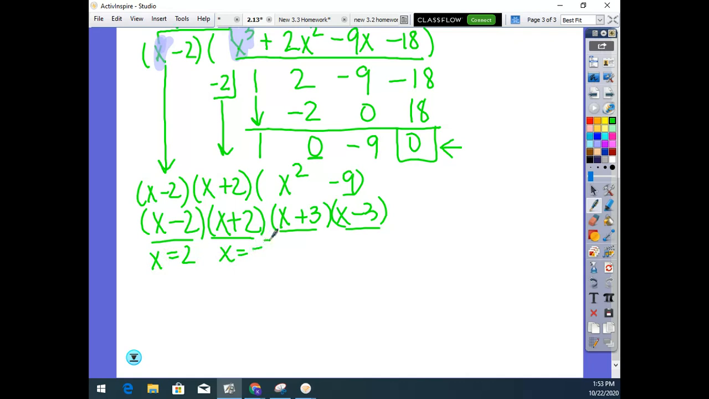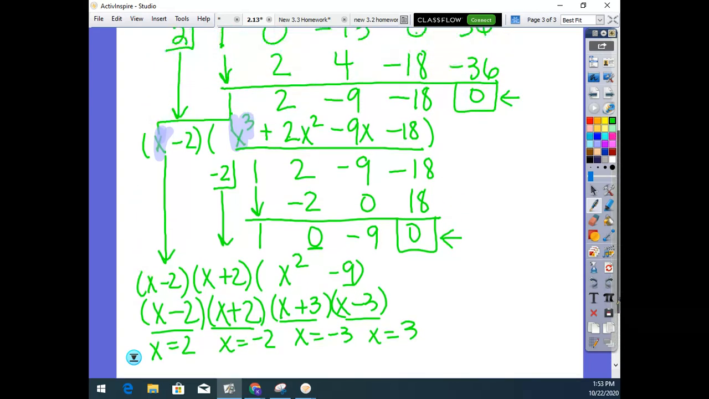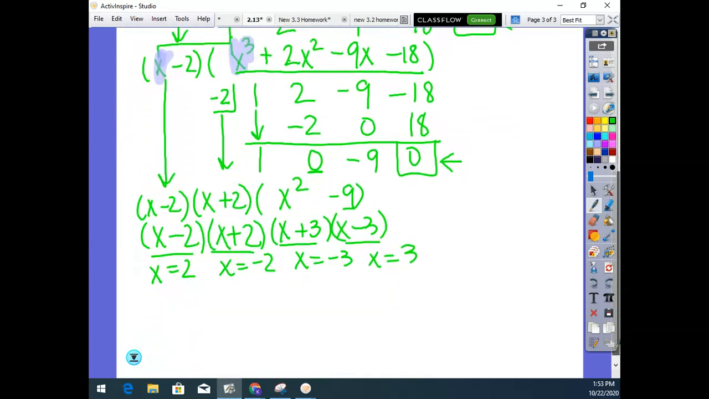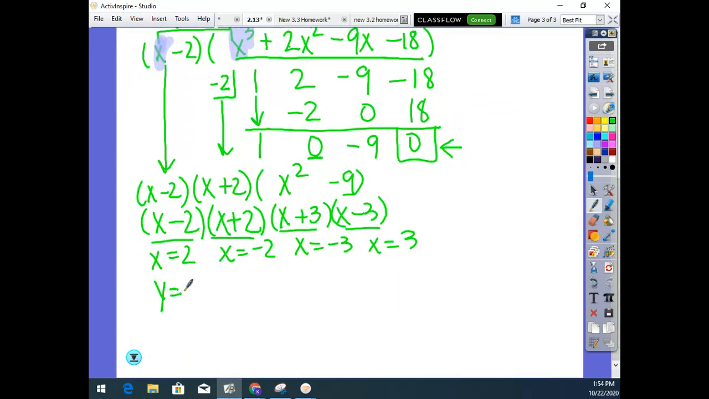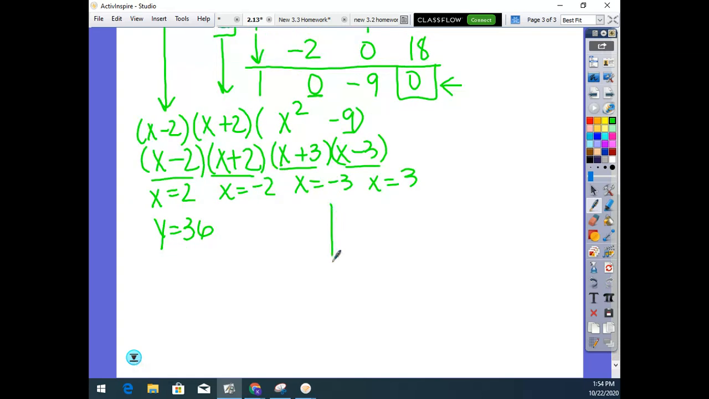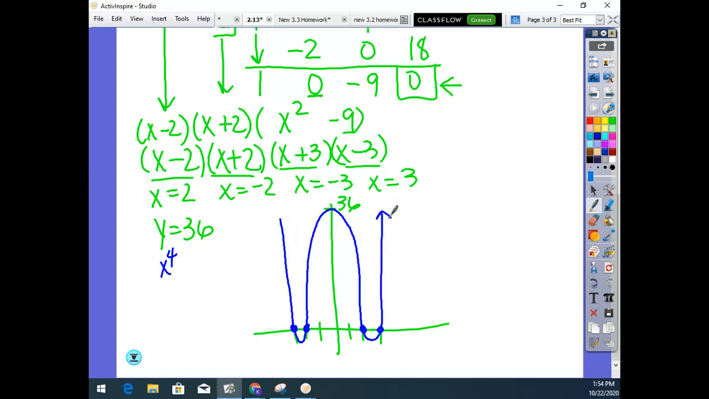x equals 2, x equals negative 2, x equals negative 3, x equals positive 3. What's the constant? It was 36. Since the constant is 36, that means y equals 36 is our intercept. All right, 1, 2, 3, 1, 2, 3. I'm going to come up here. Positive 36 is my y-intercept. I'm going to graph negative 3, negative 2, positive 2, positive 3. This was a positive x to the 4th, so this is a w. I'm going to come down, go through, grab that, come down, come back up, and there's my w.